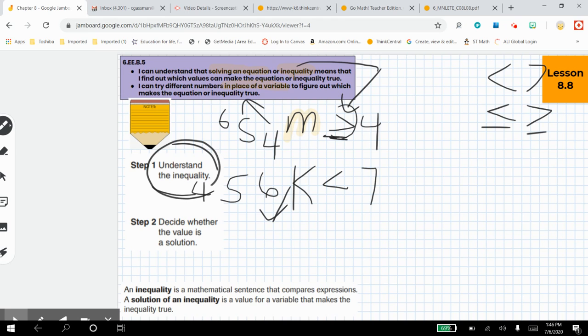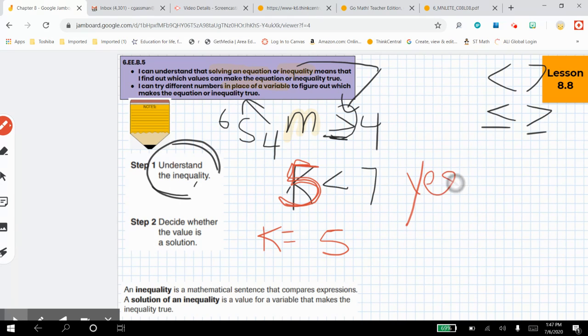Now, there's more to this lesson today, though. We're going to do some substitution, and we're going to put a value in for that variable. We're going to put a variable in there, and we're going to decide, is it true? Does it make the statement true or not? So now, what if I tell you that K is equal to 5? That means if I've told you K is 5, I'm going to put a 5 in here, right where K was. Now, is 5 less than 7? Well, our answer is yes. So it is a solution.